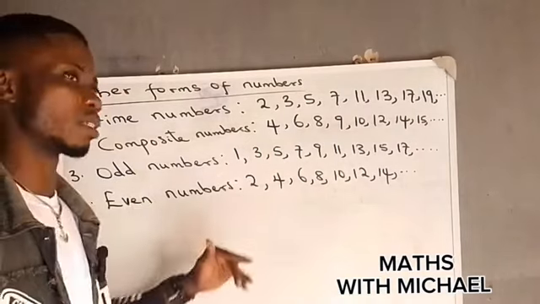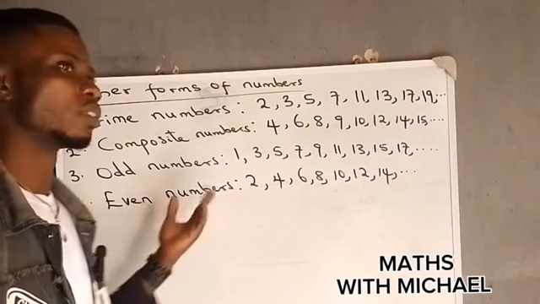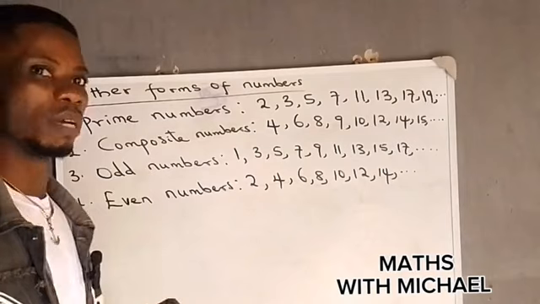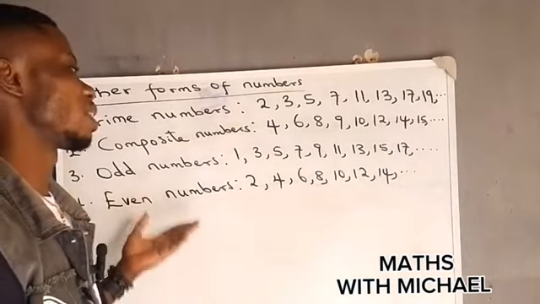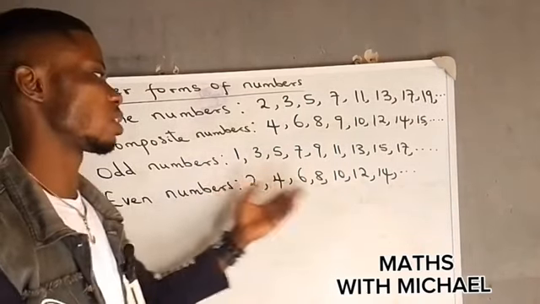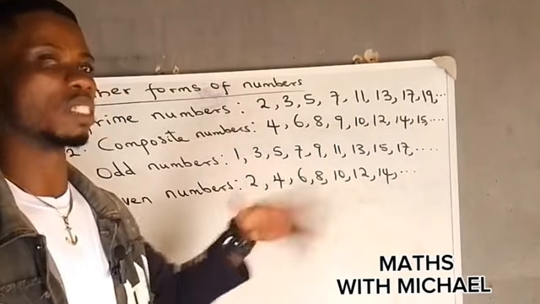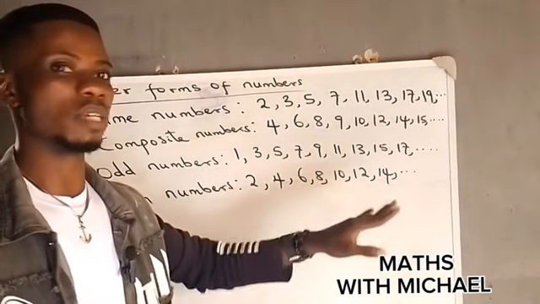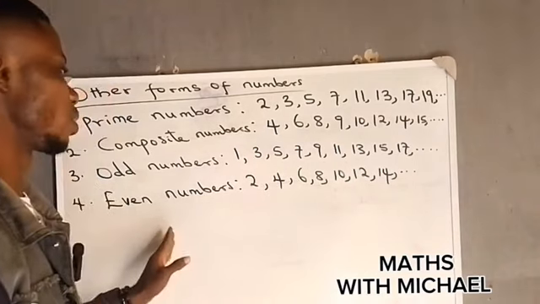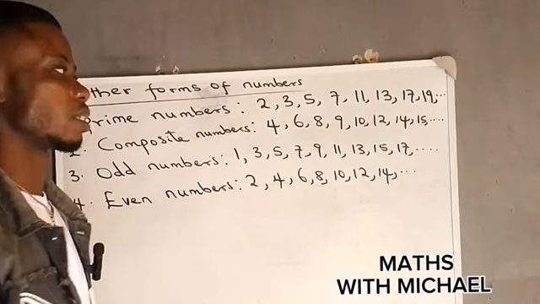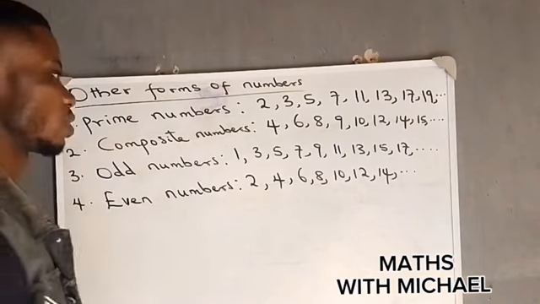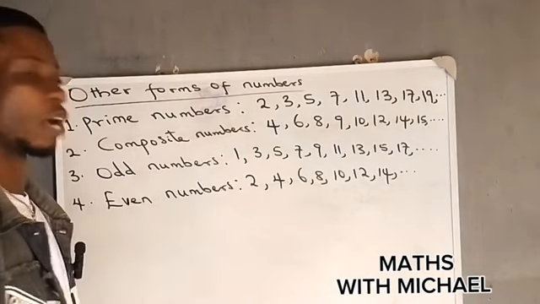Then the last on this list here is even numbers. Even numbers are just the direct opposite of odd numbers. Even numbers are numbers that 2 can divide without remainder. They include 2, 4, 6, 8, 10, 12, 14, and so on. Checking these numbers, you can see that 2 can divide all of them without any remainder. So they are called even numbers. And this is all about numbers, just as we started in our previous videos. And here we are going to end it for now.